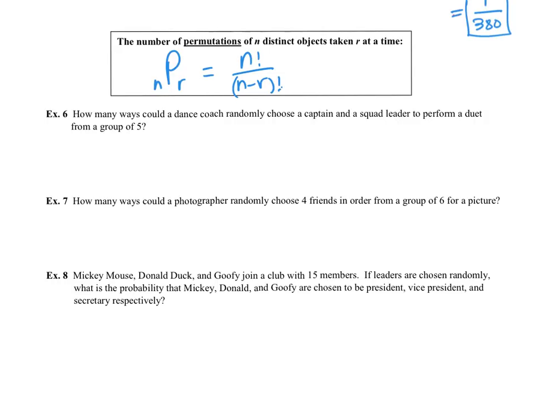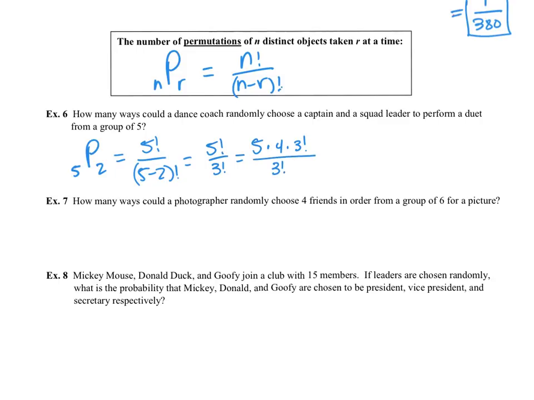So to count the number of possible outcomes, it's a permutation of 5 people. Remember, there are 5 in the group, taken 2 at a time. So the formula would tell us to take 5 factorial over 5 minus 2 factorial. So let's simplify that. That would be 5 factorial over 3 factorial. And then we can reduce this fraction quite a bit. Let's go ahead and write 5 factorial as 5 times 4 times 3 times 2 times 1, which would be 3 factorial, all over 3 factorial.